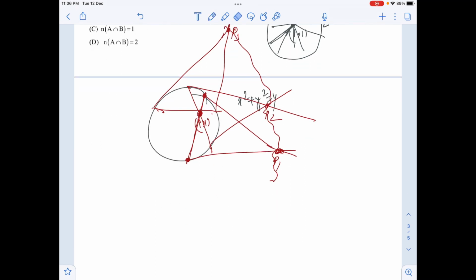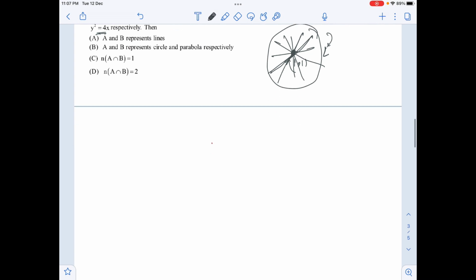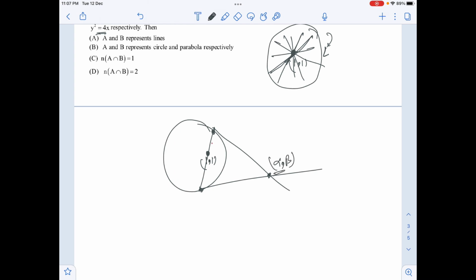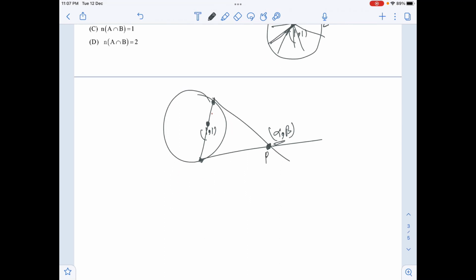Is it clear? That will make the question easy, because let's draw one representative diagram. So for this, we draw a representative diagram. Let's say the point (1, 1), and one of the members of that family L is, let's say, this line. Let's say the tangents drawn at the end points of the chord meet at a point (alpha, beta). So basically we have to find the relation between alpha and beta, because we have to find the locus of this variable point P.